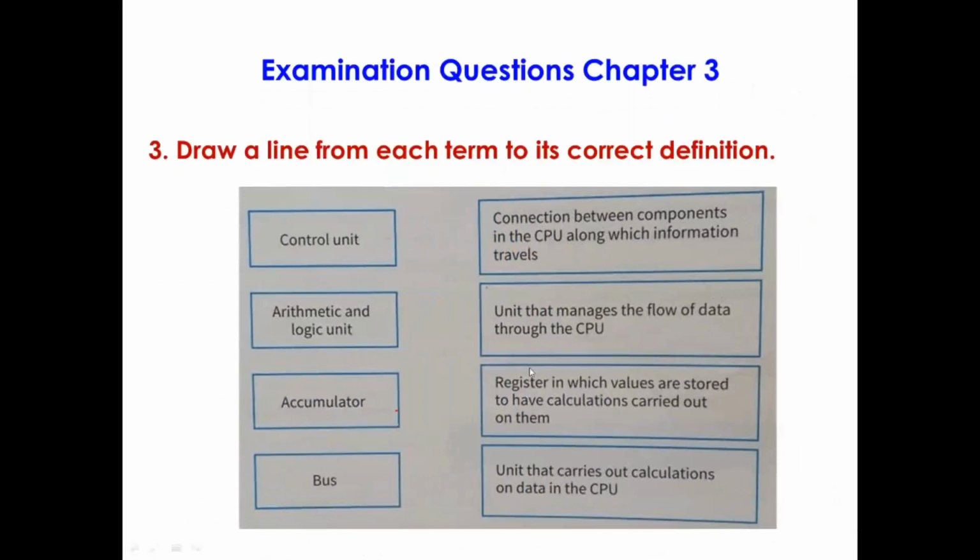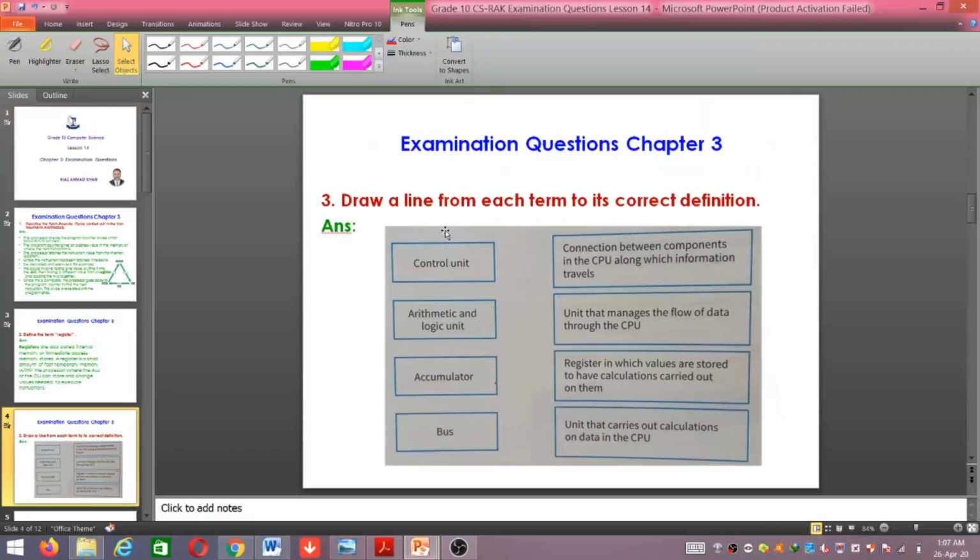This is question number 3, and you have to draw lines to solve this. So for this I will take the pen. Okay, the first one is control unit. As you know, control unit is a unit that manages the flow of data. So we draw a line here. Okay, and I'll take a different color so it's easy for us to differentiate. And the connection between components and the CPU along which information travels, as you know, is the bus, so we will make a line here.